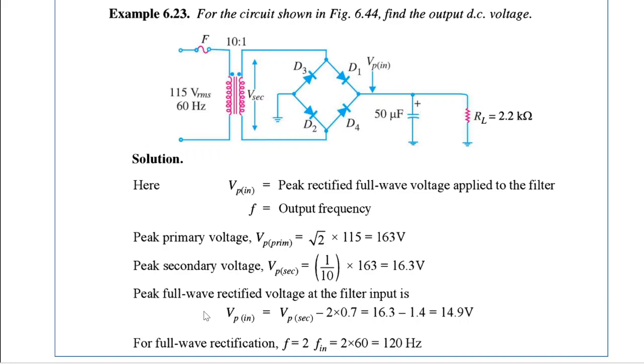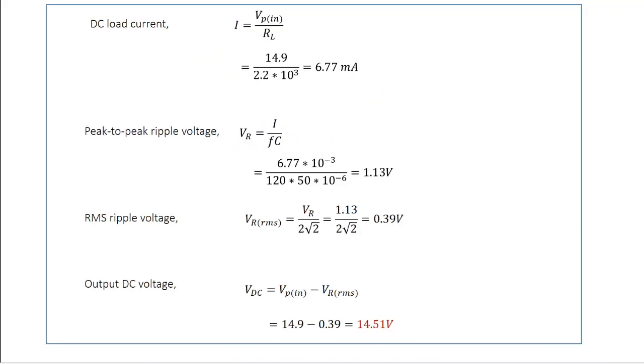So out of 16.3 volt in any half cycle, 0.7 drops across one diode and 0.7 drops across another diode. So the total peak full wave rectified voltage at the beginning of the filter circuit is going to be V peak secondary minus 2 into 0.7. This is 16.3 minus 1.4, which is 14.9 volt. Since this is a full wave rectifier, the output frequency is twice the input frequency, 2 into 60, 120 Hertz.